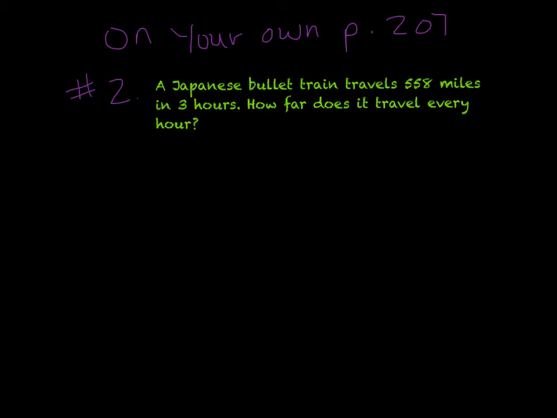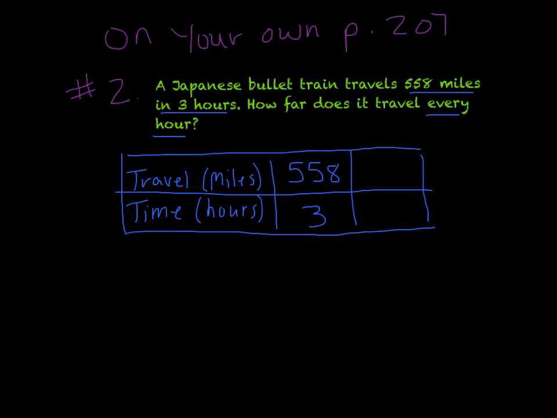You need to realize that you're finding a unit rate, and how you do that is you say, all right, so if it travels the 558 miles in 3 hours, how far does it travel every hour? Those are your key words. So you need to construct this ratio table to figure out how many units it is, or what your 1 unit rate would be.